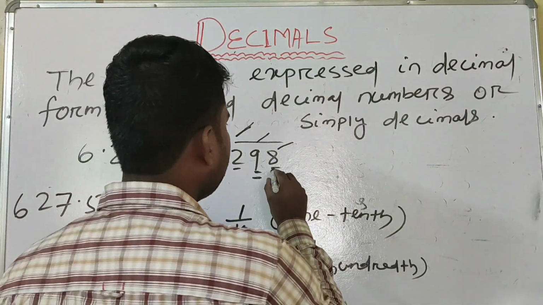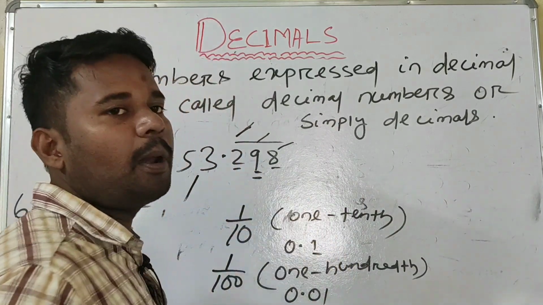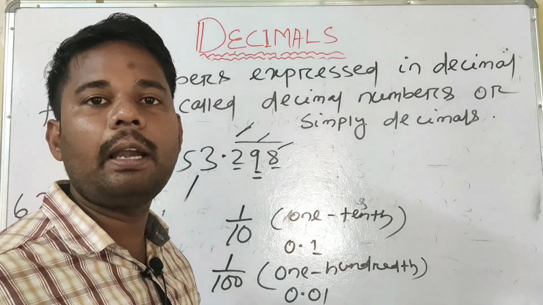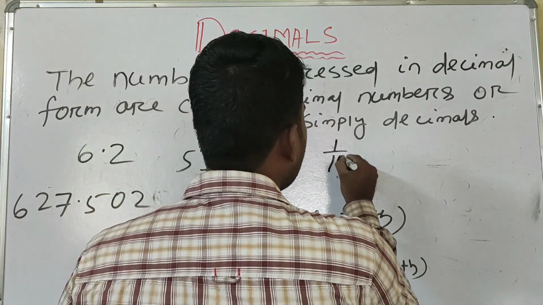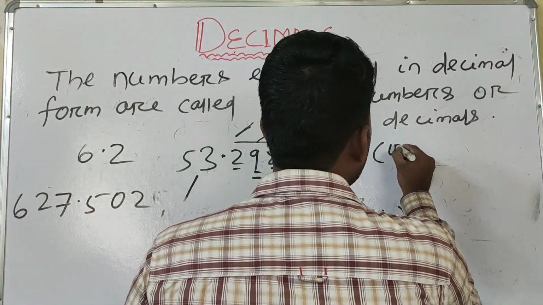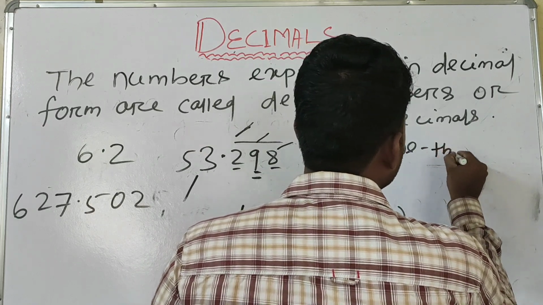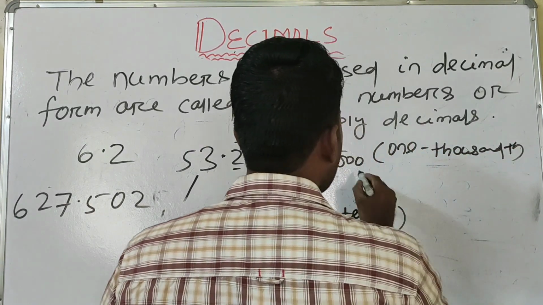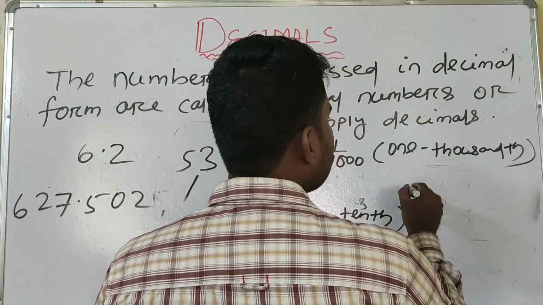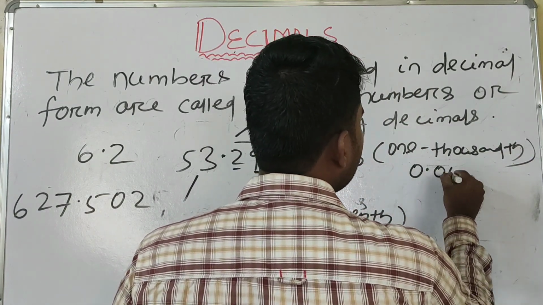1000th part means if a block of unit is divided equally into 1000 parts, each part is 1 by 1000. We can write this as 1 by 1000, and when it is written as a decimal we write 0.001.